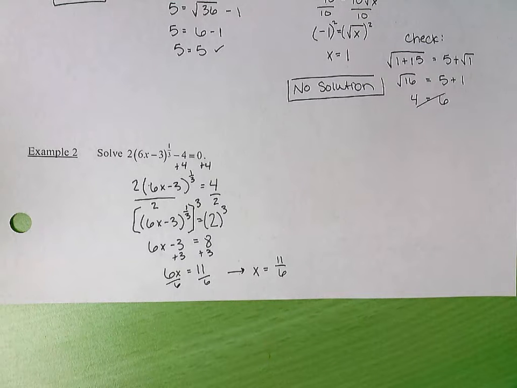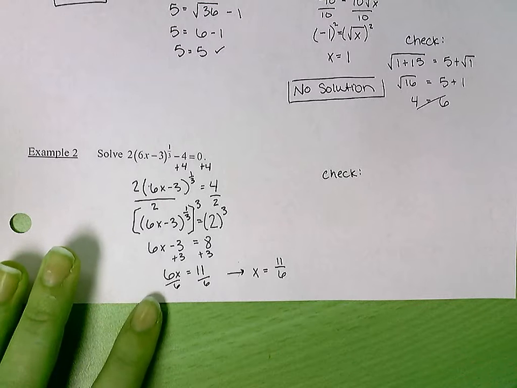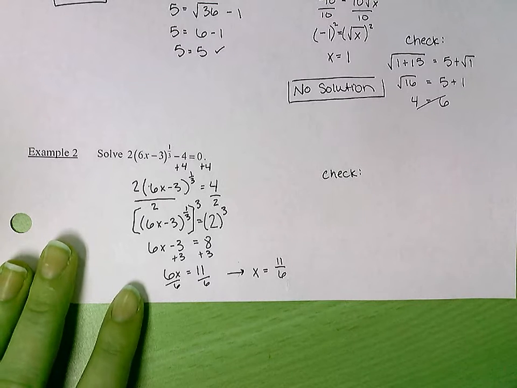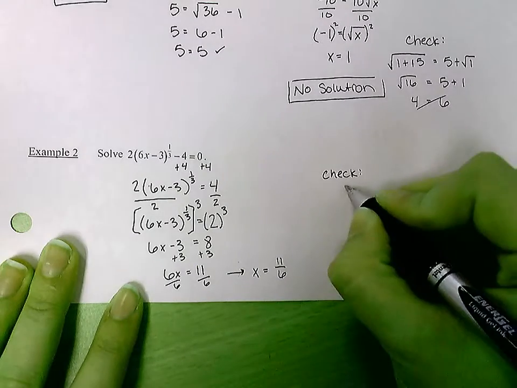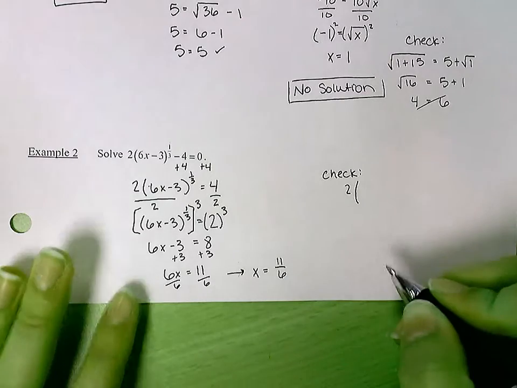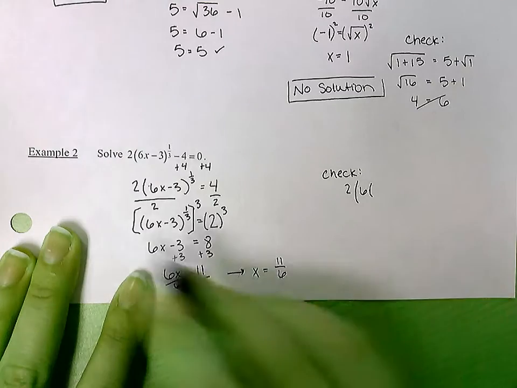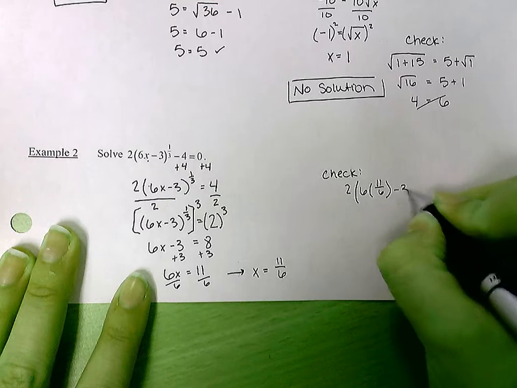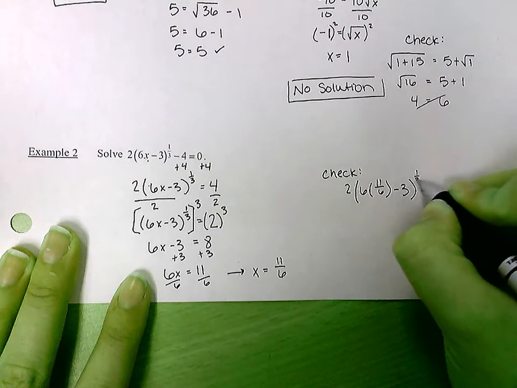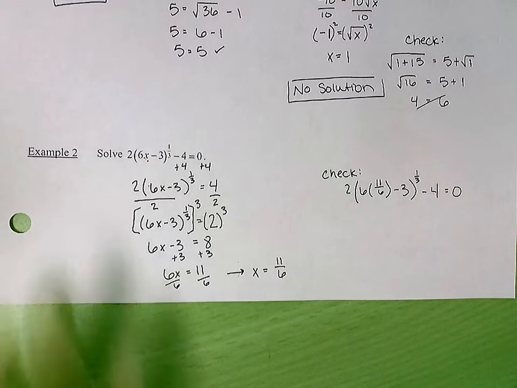So even in these ones, you still need to check that your answer is correct. Okay, so off to the side, we're checking. So we're plugging in 11 over 6 for x. Okay, so we have 2 times 6, plugging in 11 over 6 for that x, minus 3 to the 1/3 power minus 4 equals 0.